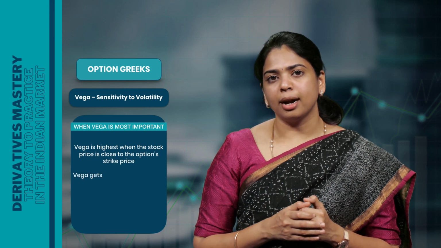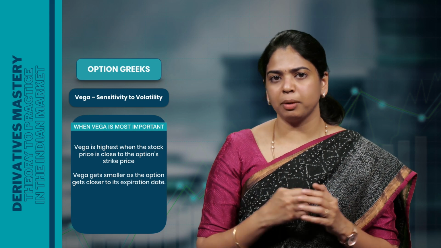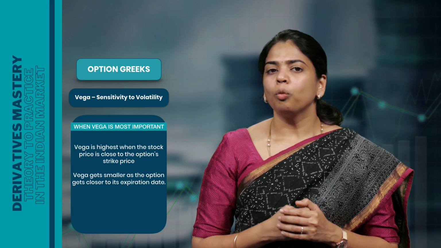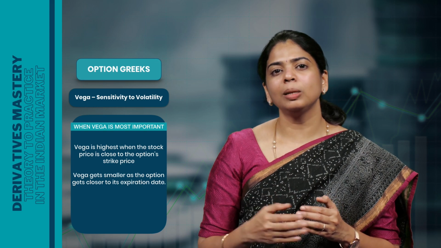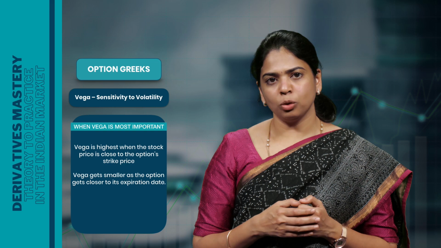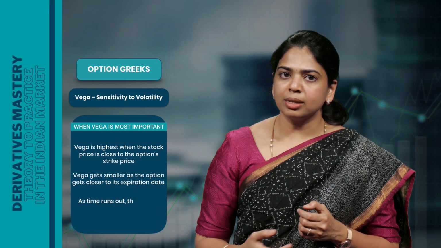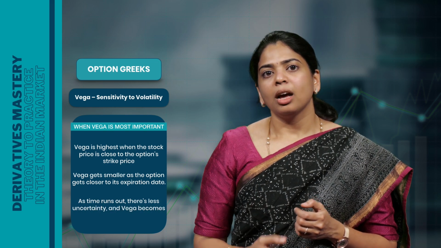Another thing to know is that Vega gets smaller as the option gets closer to its expiration date. When there is a lot of time left until the option expires, there is more uncertainty about where the stock price could go, so the Vega is generally very high. As the time runs out, there is less uncertainty, and therefore the Vega becomes much less important.